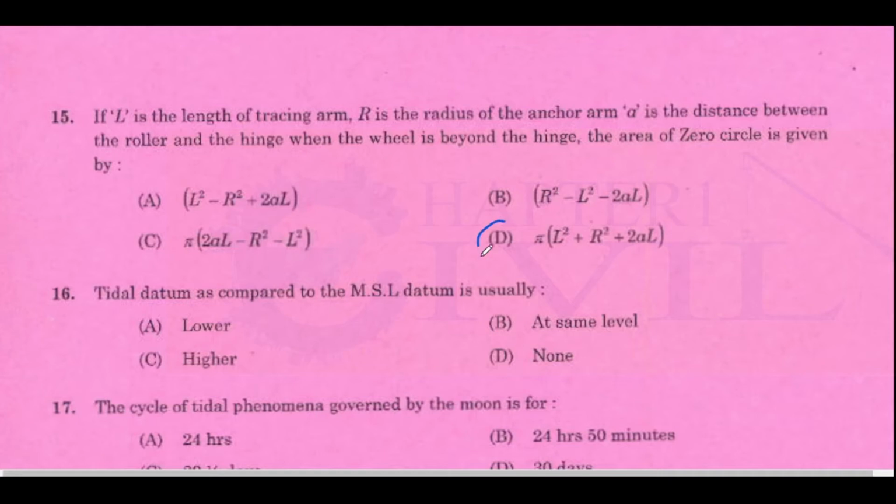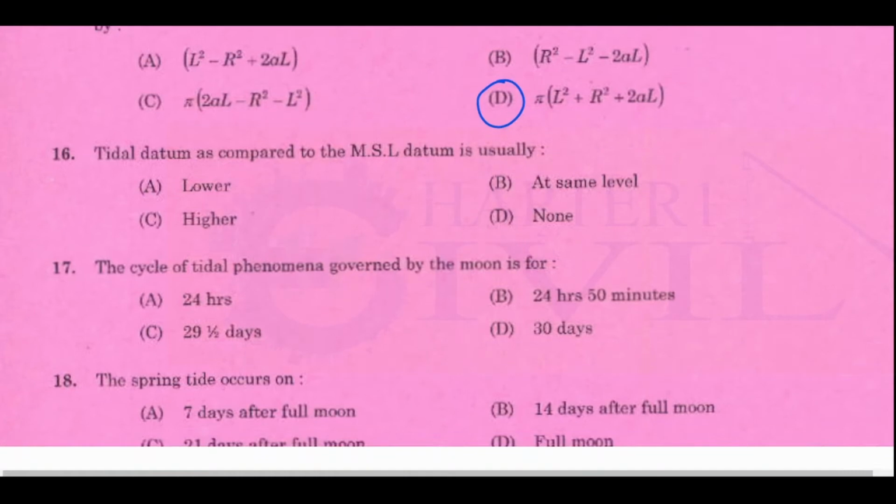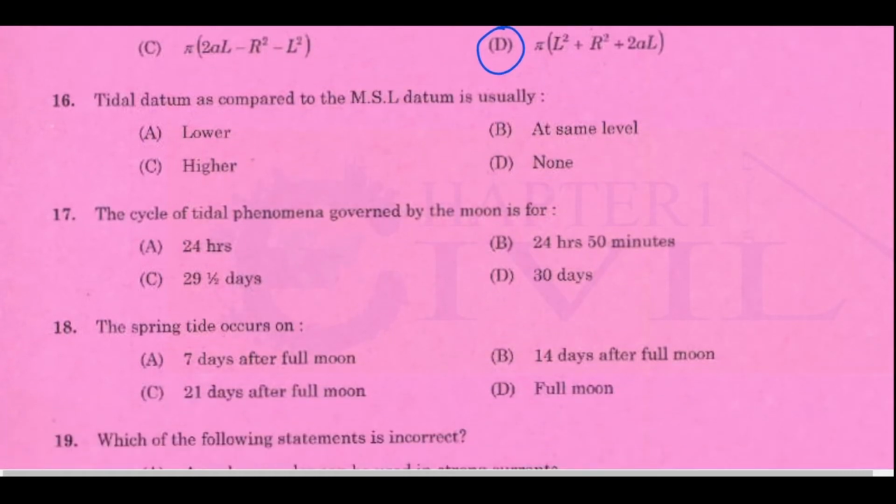It is pi into L square plus R square plus 2AL. Question number 16. Tidal datum as compared to the MSL datum is usually lower, at same level, higher, none. It is lower. Tidal datum is lower than the mean sea level.